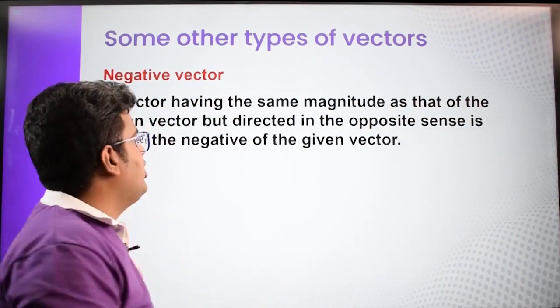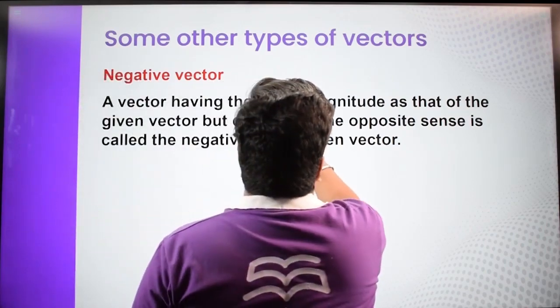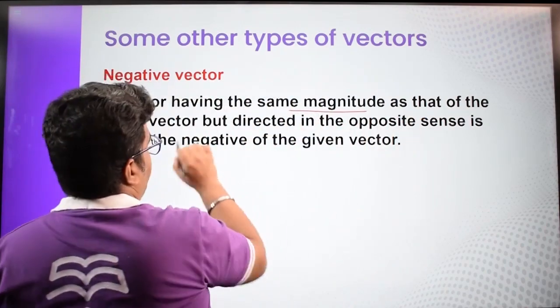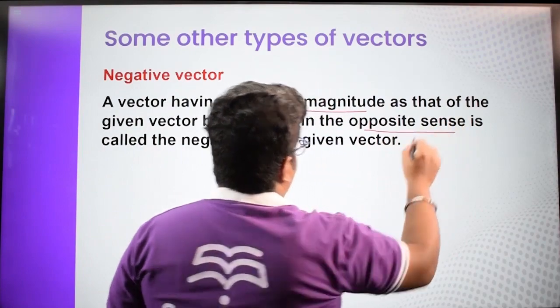Now what is a negative vector? Basically a vector having the same magnitude as that of the given vector but the direction is going to be just opposite.